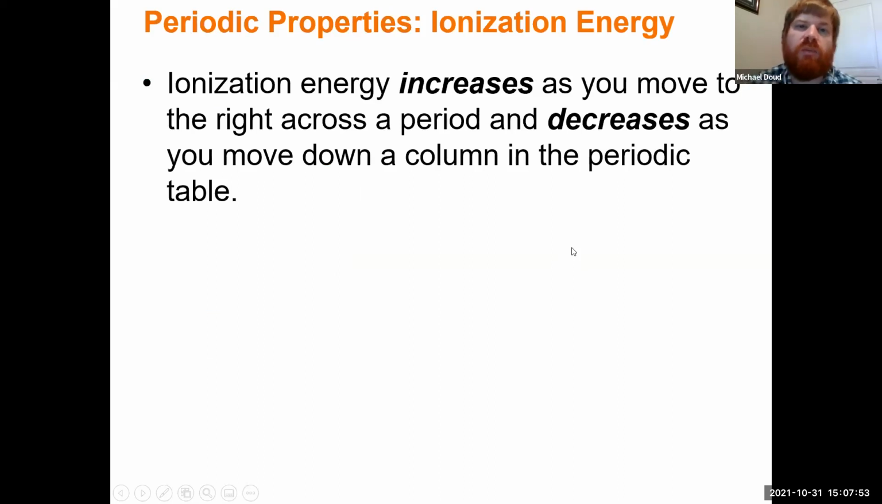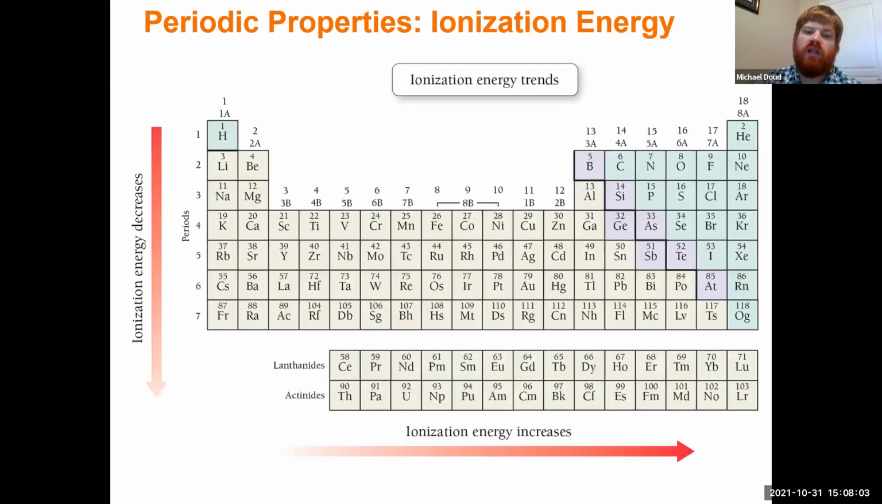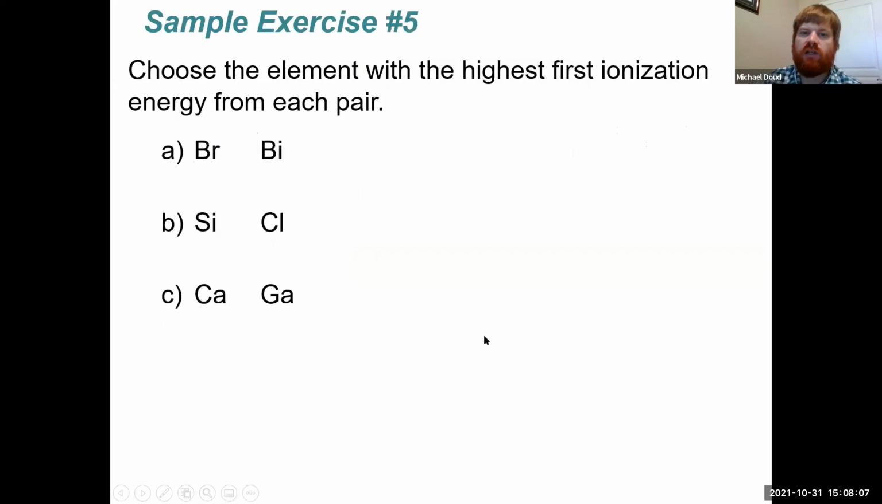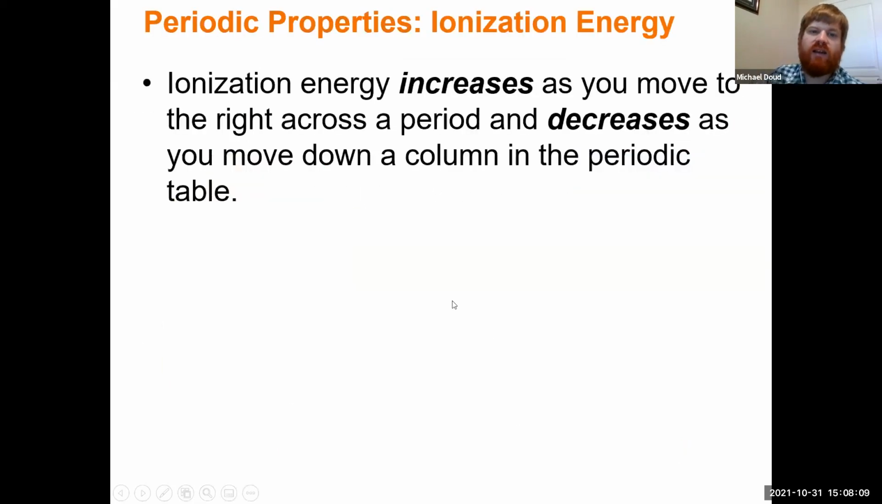Okay, the next periodic property that we need to know is ionization energy. Ionization energy will increase as you move to the right across a period, and it decreases as you move down a column in the periodic table. So it decreases going down and increases going left to right. Now, what is ionization energy? I should have probably put this here.